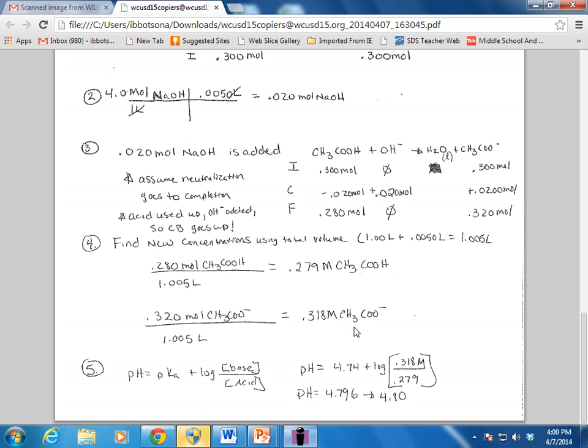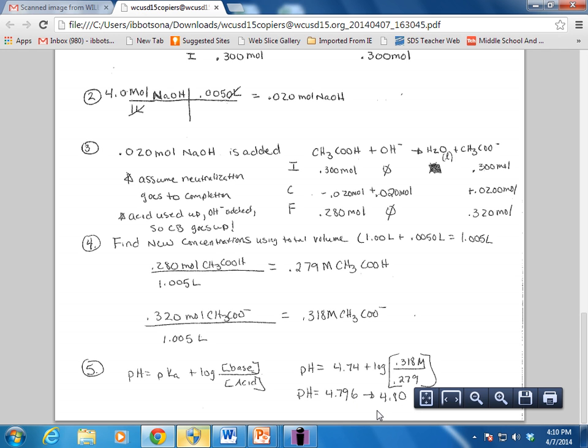To find the new pH, I used the Henderson-Hasselbalch equation. pH equals pKa plus the log of the base over the acid. So again, you're going to have to look up the Ka value of this weak acid, which is acetic acid, and the pKa is 4.74, plus the log of the base concentration, which was the conjugate base, CH3COO-, divided by the new concentration of the weak acid, 0.279. Plugging that into the Henderson-Hasselbalch, you get 4.796, which rounds, with sig figs, to 4.80.